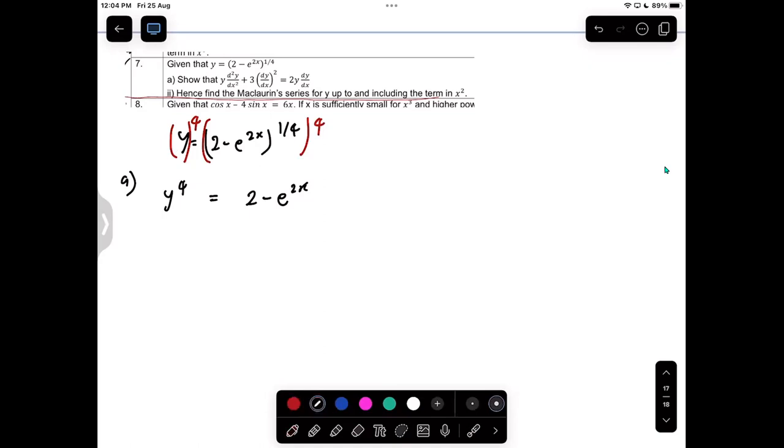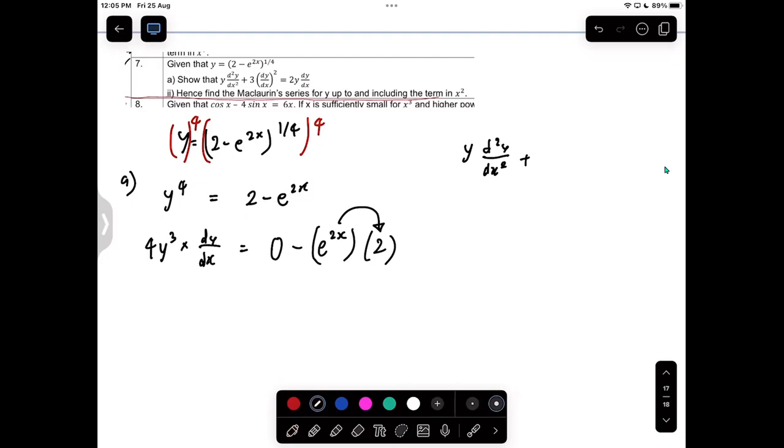Good, then differentiate both sides. So differentiate y to the power 4, you get 4y cubed multiplied by dy by dx. Differentiate 2, you get 0. Minus sign, leave alone. e to the power 2x, you get back the same thing. Then you times 2, the derivative of the 2x. Okay, this one I'll simplify as minus 2e to the power 2x.